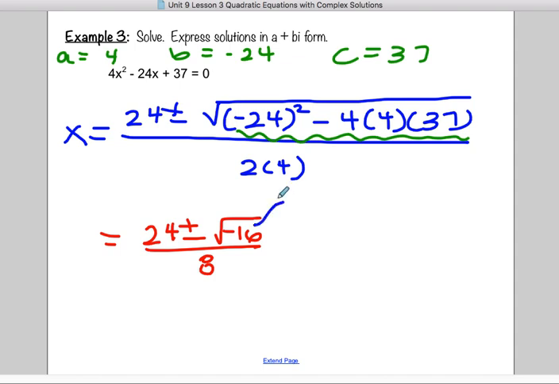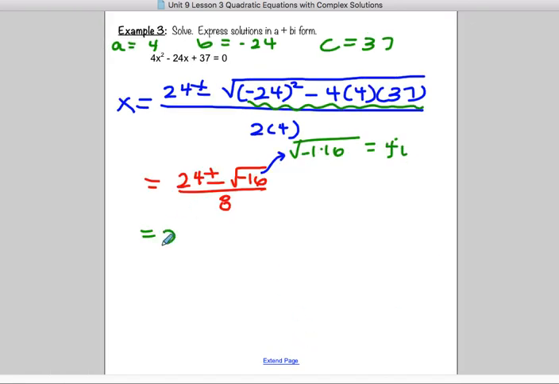Then my square root of negative 16. I would think about this as the square root of negative 1 times 16. The square root of 16 is 4. The square root of negative 1 is i, so it'd be 4i. So I'll have 24 plus or minus 4i all over 8.